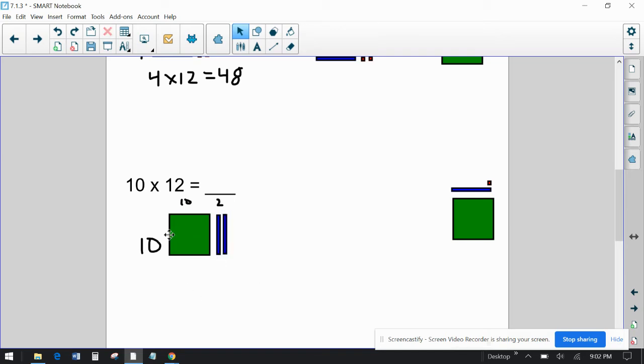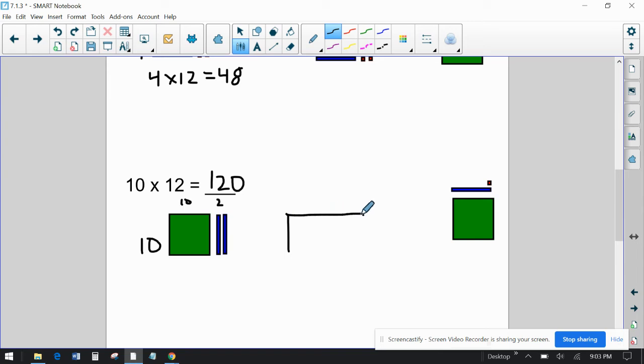And if we count this, we know 10 times 10 is 100. And then 10 times 2 is 20. So 10, 20. So now we have 120, which we already knew. 120. If I wanted to draw a picture of what this looked like, if I wanted to set this up, I would do a 10 by 10 box, and then 2 longs going this way by 10.